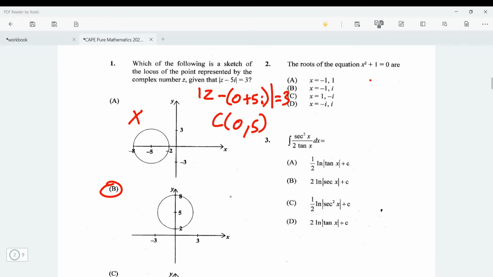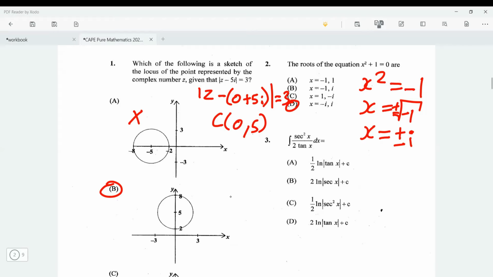So if you're solving this equation, you get x squared is equal to negative 1. When you square root both sides, you get x is equal to the square root of minus 1. And you get plus or minus when you square root, but the square root of minus 1 is i. So you get x is equal to plus or minus i. Plus or minus i, that's option D. So number 2 is option D.